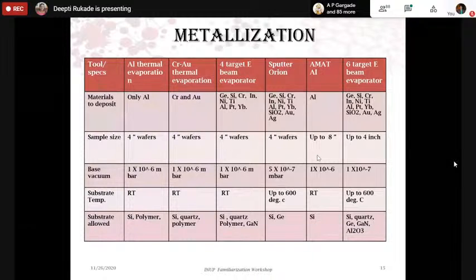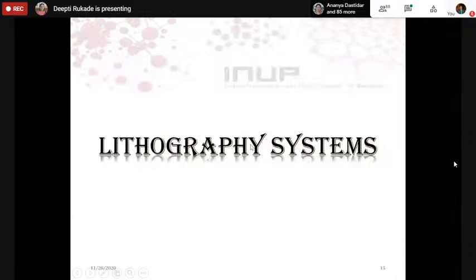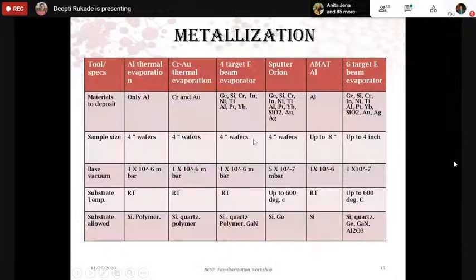We also have a thermal evaporator that is dedicated for chrome gold evaporation. Then we have a 4-target E-beam evaporator where you can deposit all these materials. The sputter Orion, AMAT AL.